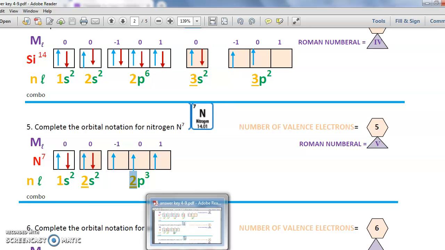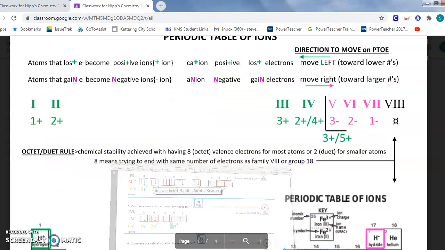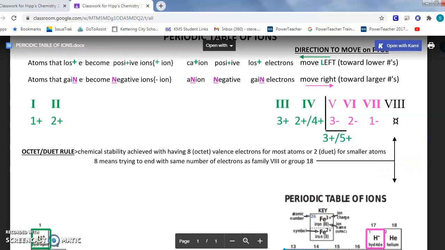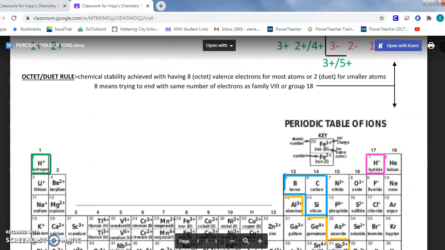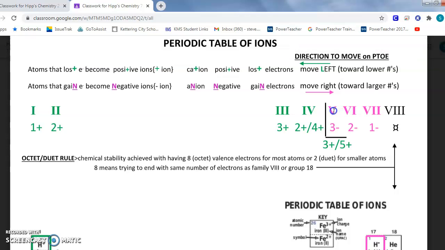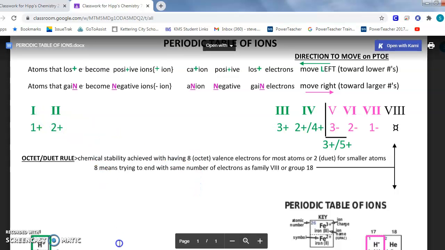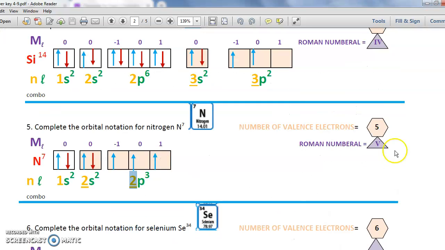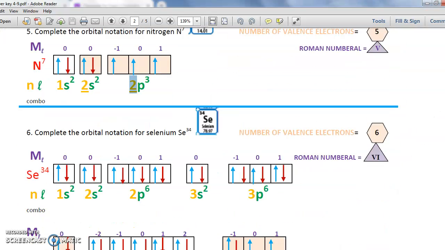What's the Roman numeral above nitrogen's family? Hopefully you're following the pattern. Nitrogen's right here. It has 5 valence electrons, and lo and behold, it has a Roman 5. So everything we've looked at so far, the Roman numeral is equaling the number of valence electrons it has. Hopefully you're seeing that pattern.